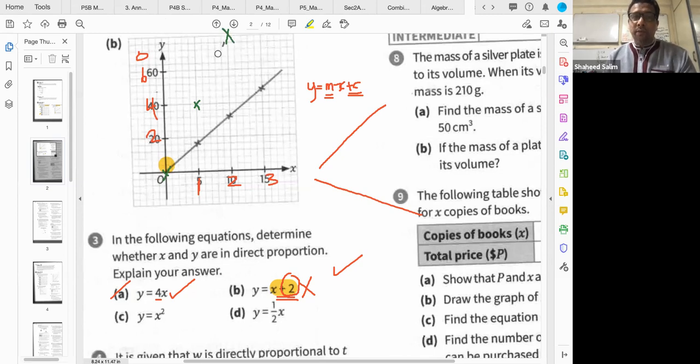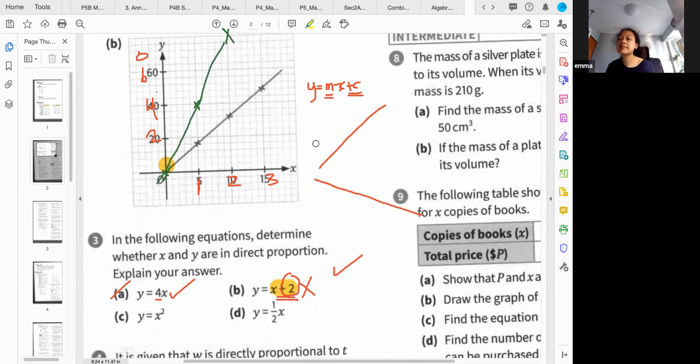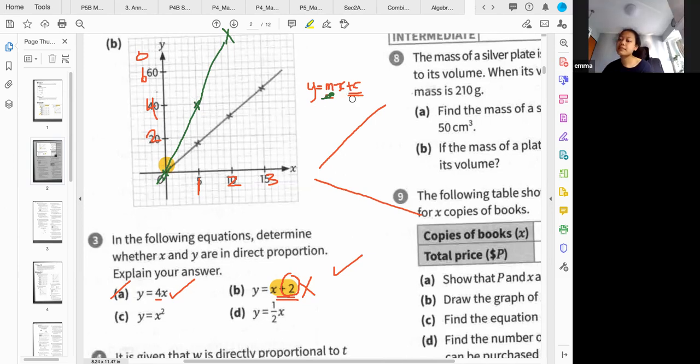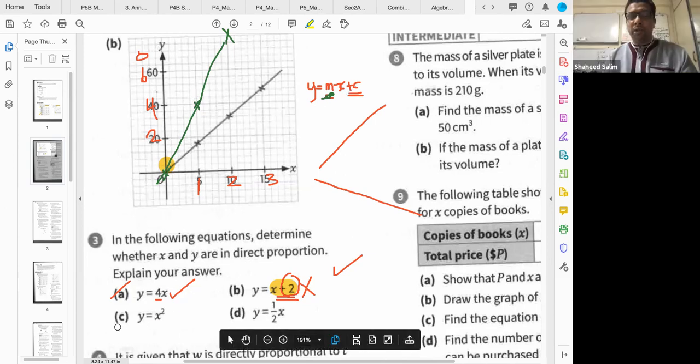So when you draw, it goes up. So what is this? This is the gradient. What is gradient? How much of y do you increase when you move 1x? Down here, 4x means when you move 1x, you move 4y. You get it? Yeah. So down here now, you're correct. What about this one, C?